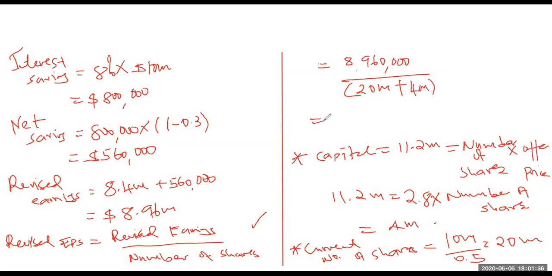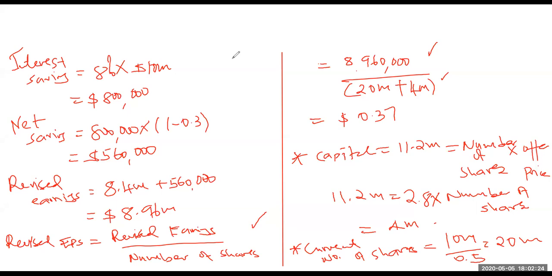Now, in this step, we are attempting to get the revised earnings per share. Revised earnings, we divide by the revised number of shares, the 20 million old shares plus the 4 million new shares the company has issued in the market. That gives the revised earnings per share for this company. We get 0.37, 0.37 of a dollar. That's the revised earnings per share.